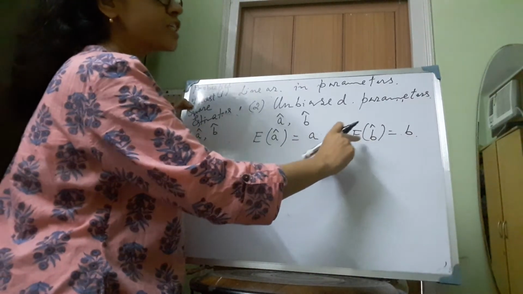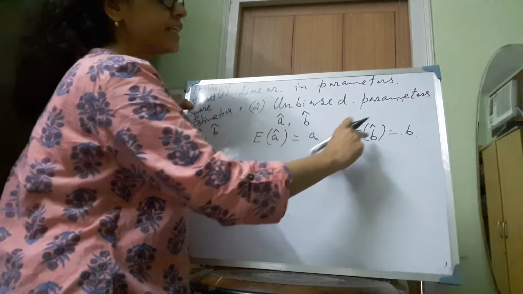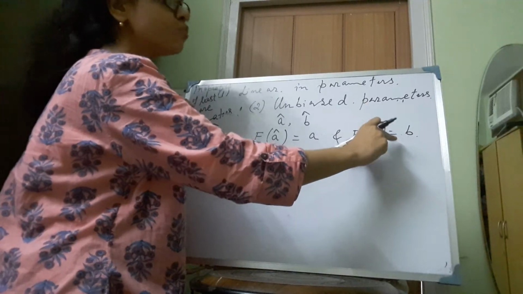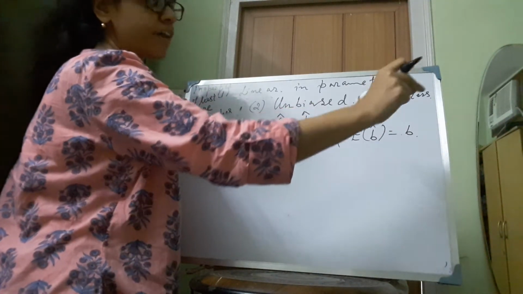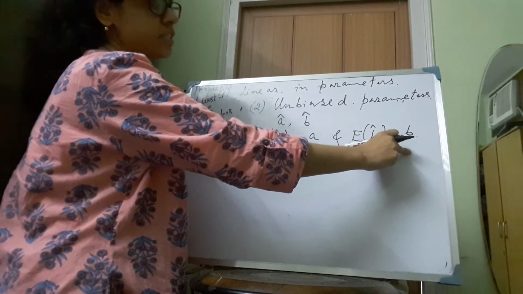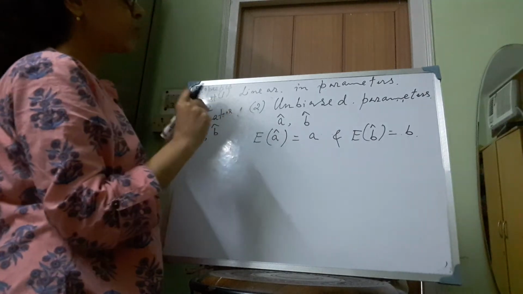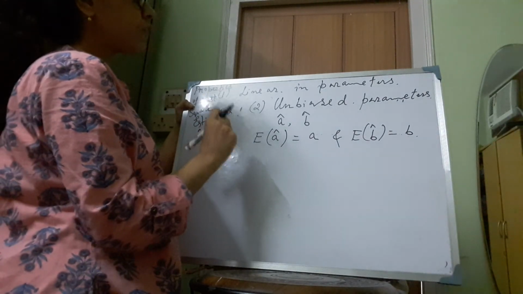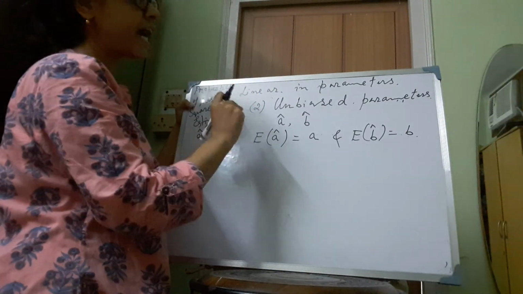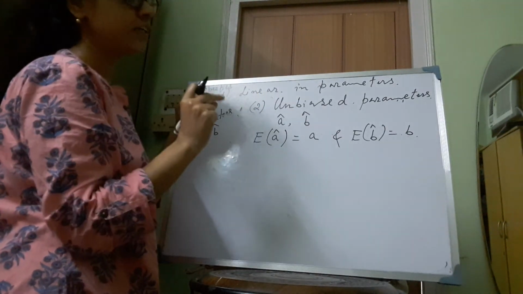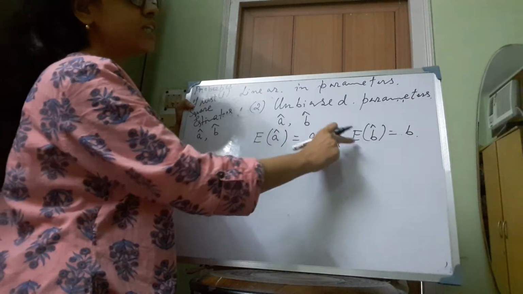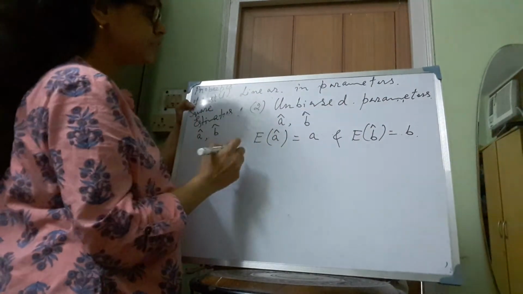Similarly, if expectation of B hat is equal to B, that is if the mean value of the estimated parameter is equal to the population parameter value, then we can say that B hat is also an unbiased estimator. So in case of the OLS regression, one of the properties is that the parameters are unbiased. So both A hat and B hat are unbiased. Therefore expectation of A hat is equal to A and expectation of B hat is equal to B.